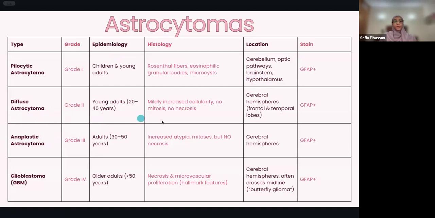With a diffuse astrocytoma, it will be diffuse. It will have some mildly increased cellularity, but it will not have any mitosis or necrosis. With anaplastic astrocytoma, you have increased atypia compared to grade 2, but again, you have no necrosis. Once you start to see necrosis and microvascular proliferation, this is when you know you have a grade 4 tumor, or a glioblastoma. Now, as for the staining, all astrocytomas are positive for GFAP. In children, they are most likely located in the cerebellum, but in adults, they are located in the cerebral hemispheres, and so adults will present with things like seizures.